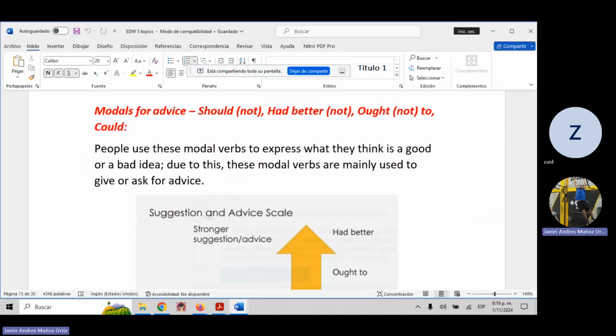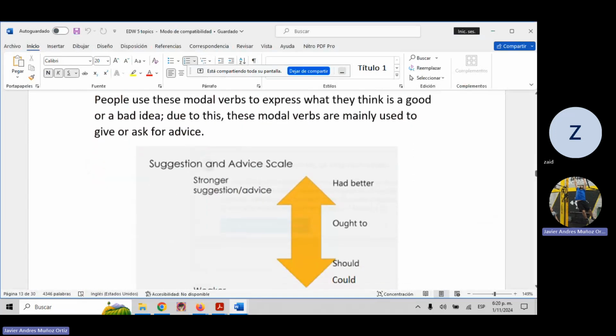Okay, so these modals for advice are should, had better, ought to, and could. And with their negative forms, of course, too: shouldn't, had better not, ought not to, and couldn't. You already know couldn't. So these modal verbs express what we think is a good idea or a bad idea. That's why it's advice, right? That's why we use them as advice.